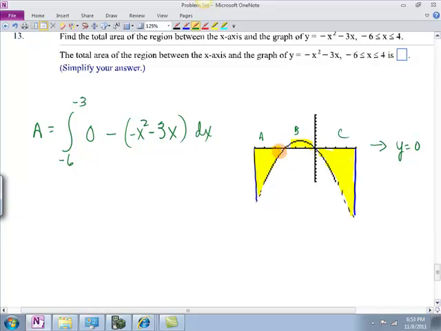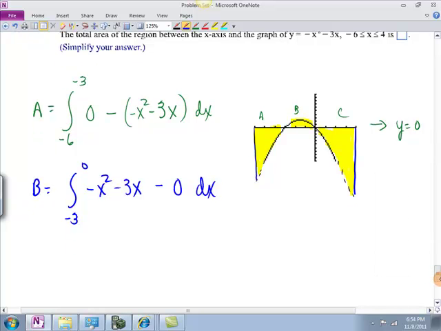Our original function, and we've got -0, so that's going to cancel out. That's not going to matter. So B, I really need to be writing that in blue. B is going to be from what to what? -3 to 0 of -x squared minus 3x minus 0. I'll put it in there just to be consistent. It's always top function minus bottom.